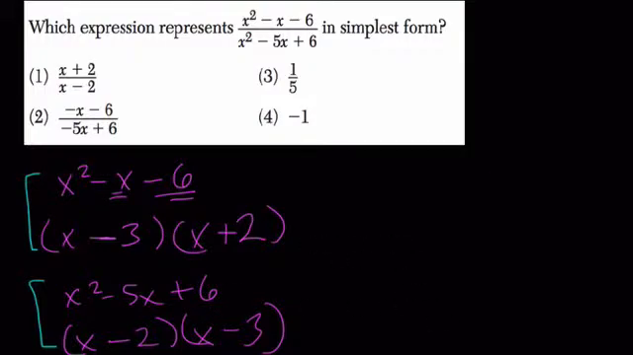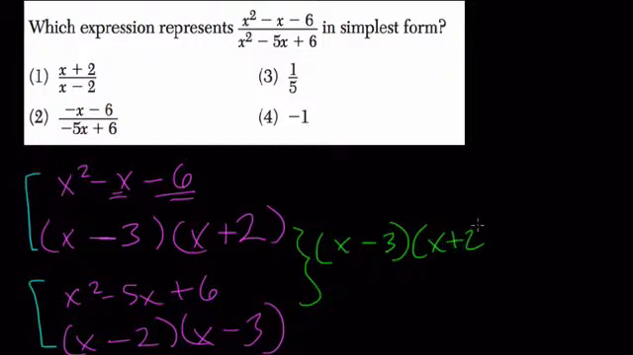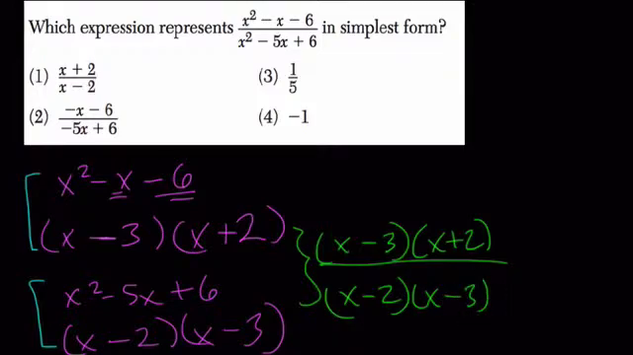So now we bring this together, and what we have is a fraction that will reduce. Numerator, x minus 3 times x plus 2. Denominator, x minus 2 times x minus 3. And what cancels out nicely are the x minus 3's. Let's cancel out. We have x plus 2 over x minus 2, choice 1.